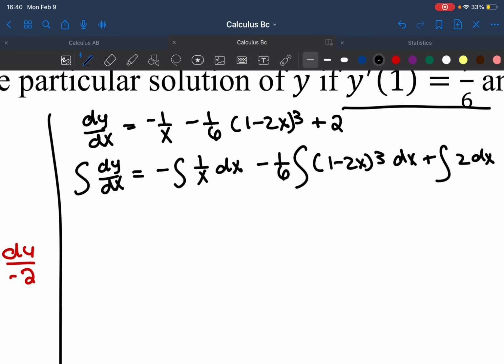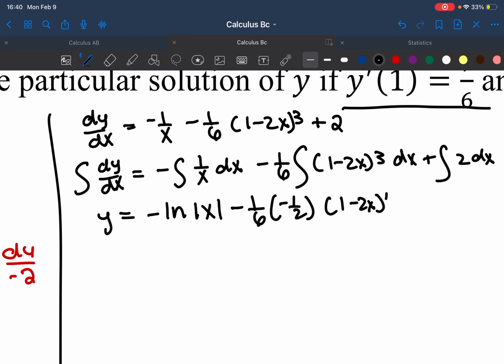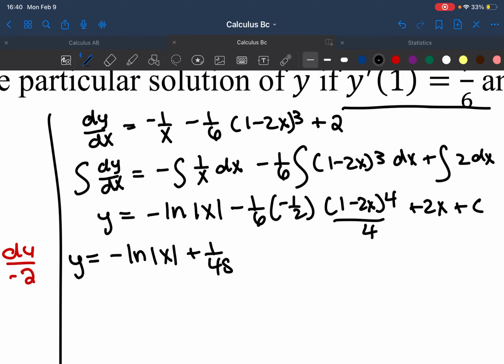So then simplifying this, I have y is equal to negative natural log absolute value of x minus 1/6, and then remember when I used u substitution before, a negative 1/2 came out. So times negative 1/2 times (1 minus 2x) to the 4 over 4 plus 2x plus c. So simplifying that, y is equal to negative natural log absolute value of x plus 1 over 48 times (1 minus 2x) to the 4th plus 2x plus c.